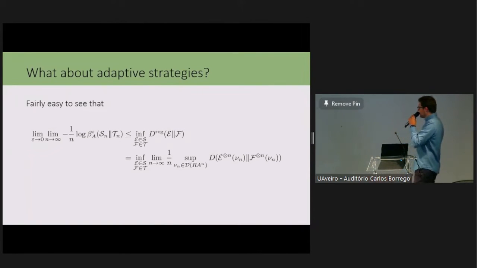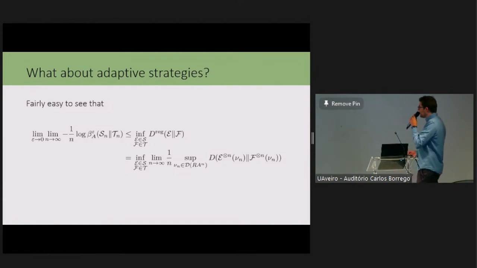What can we say about adaptive strategies? One thing that's fairly easy to see is that the composite error exponent should also always be upper bounded by the worst case pairwise simple error exponent. So if I take any two elements from my sets and look at how hard it is to discriminate them, that should always be easier than to discriminate the whole sets themselves.